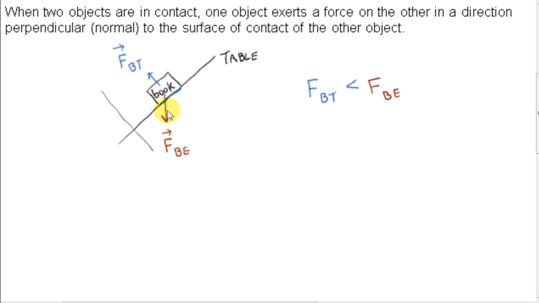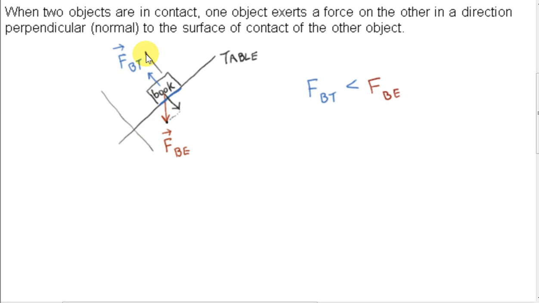So these two forces are the only two forces that have components perpendicular to the table. Well, FBT is entirely in a direction that's perpendicular to the table. So the component of FBT in a direction perpendicular to the table is FBT itself. However, the component of this force perpendicular to the table is got by projecting the tip of this vector onto a line perpendicular to the table. So here's the component of FBE perpendicular to the table. And of course this projection is smaller in magnitude than FBE. And this projection must equal FBT if the book has no resultant force in a direction perpendicular to the table.